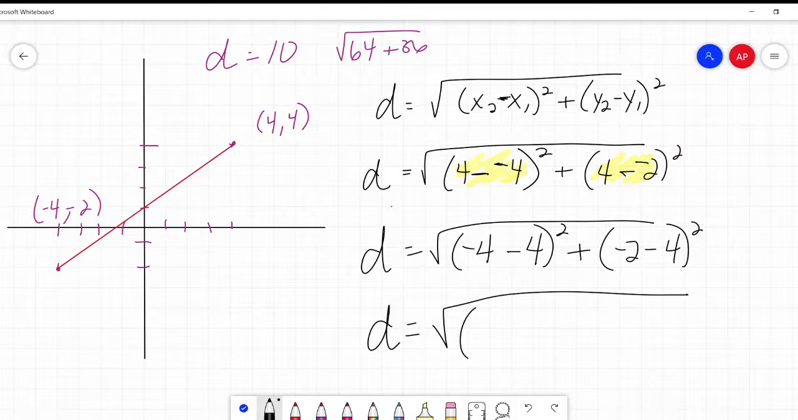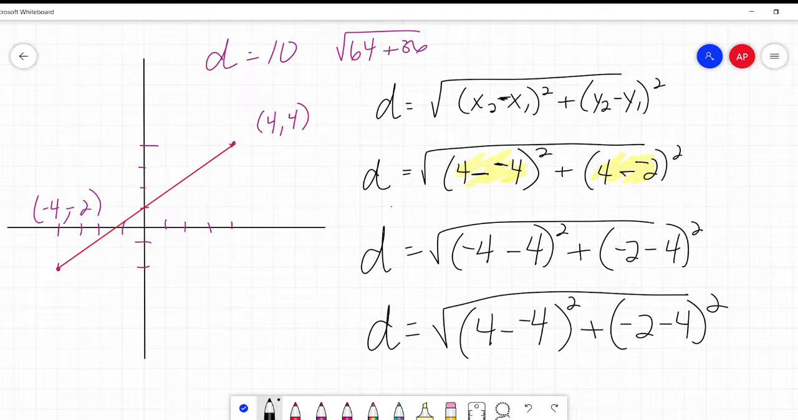I'll show you if you did x2 minus x1, but then you swapped the order on these. It doesn't matter. This is pretty flexible and it's very forgiving. As long as the x's are together and the y's are together and you're subtracting x's and y's, then adding them together, it's going to work out. So if I swapped it, like I did 4 minus a negative 4, squared, but then I got it backwards on the other one and I did negative 2 minus 4, squared, so I'm doing them in opposite orders, it's still the same.